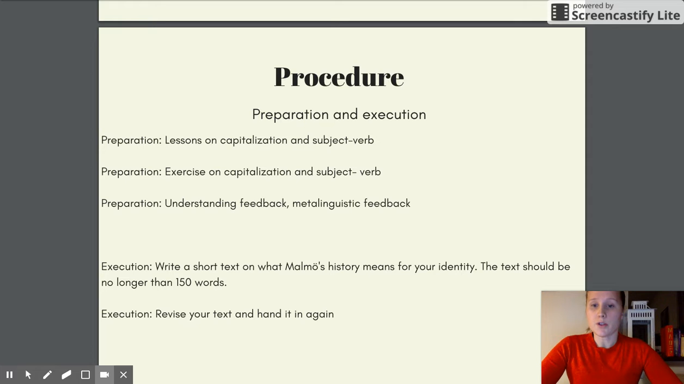The actual execution was that they had done a Malmö city tour in another subject prior to this lesson. And the instruction was for them to write a very short text on Malmö's history and what Malmö's history meant for them and for their identity. And during the second lesson, the instructions were for them to just read the feedback, revise the text, and then hand it in again.